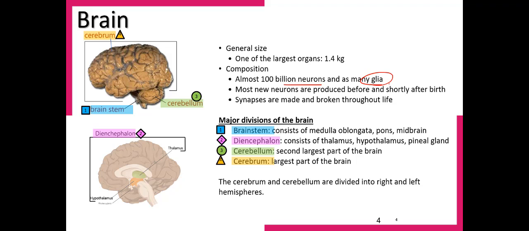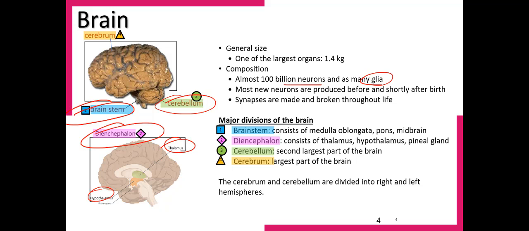In terms of the main divisions of the brain, there are 4 main divisions. Starting down the bottom, you've got the brainstem, which consists of 3 main parts: the medulla oblongata, the pons, and the midbrain. Then you get to the diencephalon, which is the one in pink, and the diamond shape too. That consists of the thalamus, the hypothalamus, and the pineal gland. And then you've got the cerebellum, which is at the base of the brain.